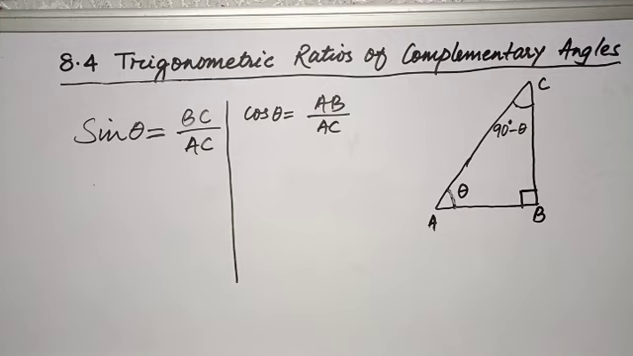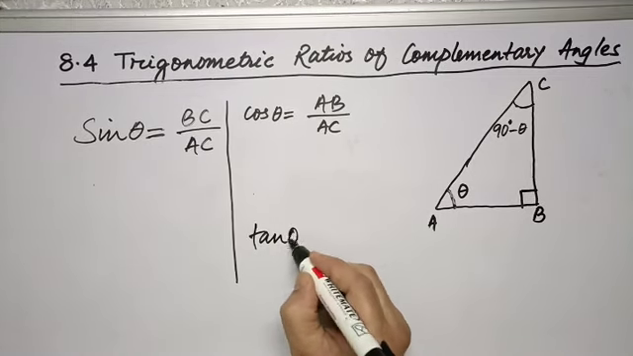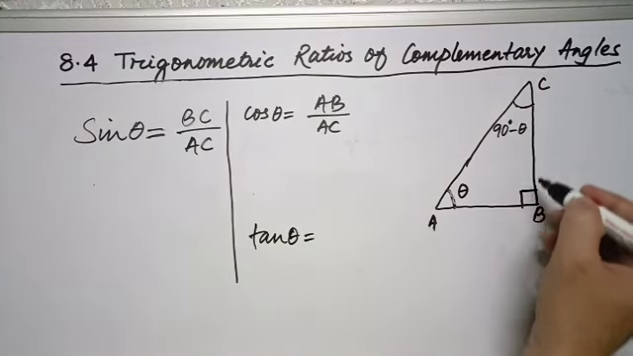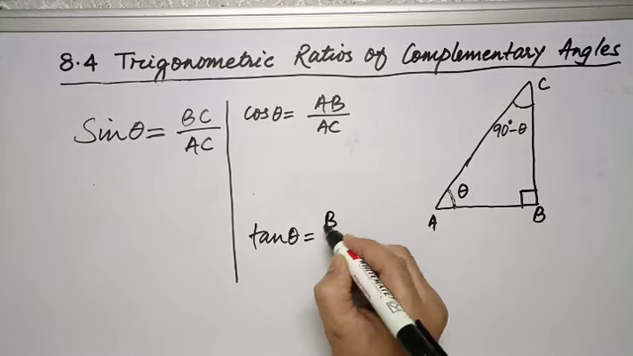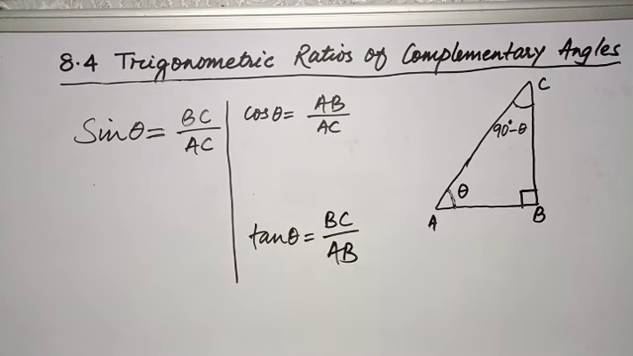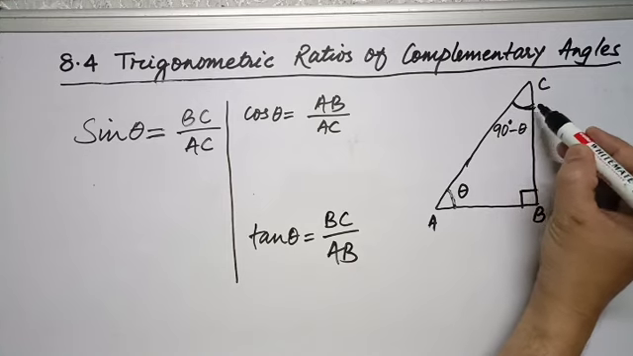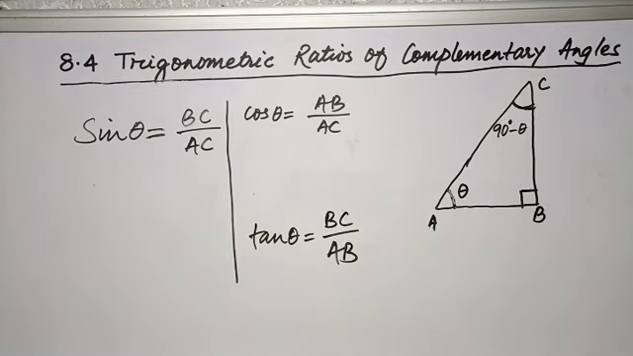Now similarly it goes with tan also. Tan theta will be perpendicular by base. Perpendicular is your BC by base is your AB. Okay, so you got these three values. You can check out the others also. Now if I take this other angle, let us check how the ratio is going to be written if I consider this as the angle.